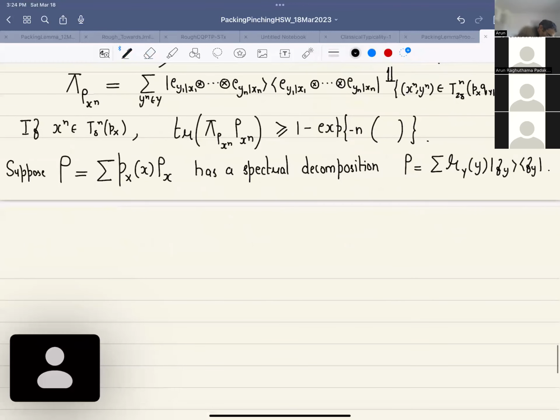Now, if I just look at the unconditional typical projector of rho tensor n, this is going to look something like this. I'm going to say y hat n, just because I want to keep the summation of indices separate and not make any mistake. I'm just going to call it y1 hat, all the way until yn hat.